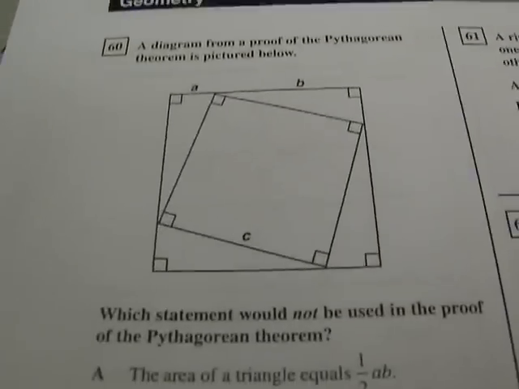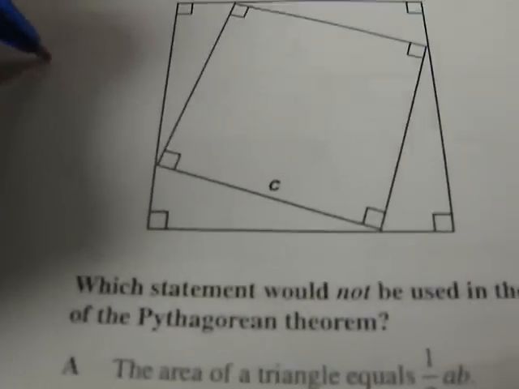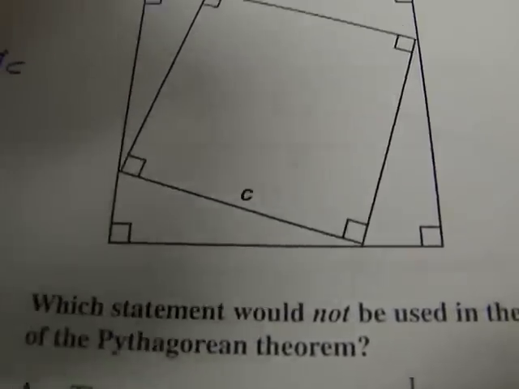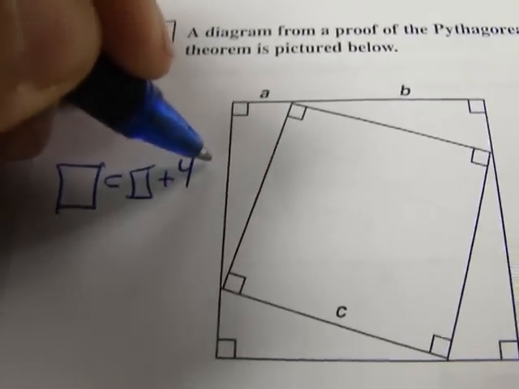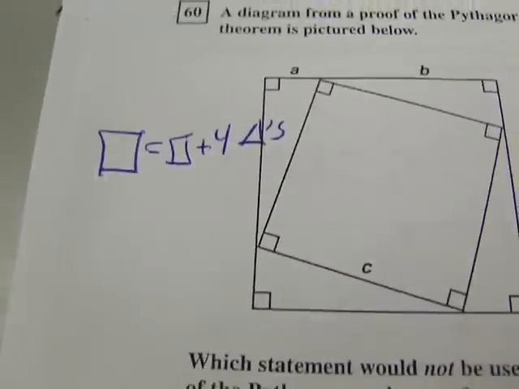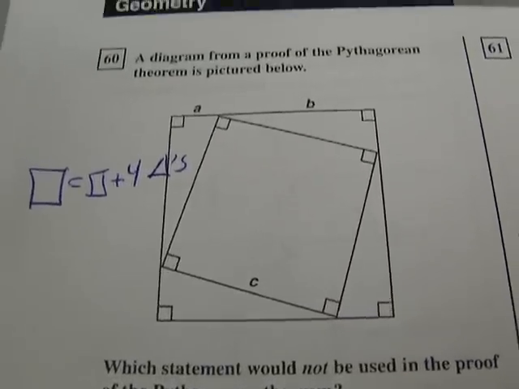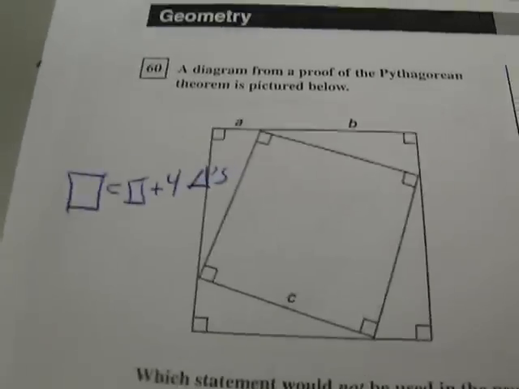So if I look at this, first thing I know is that the big square is equal to the small square plus the 4 triangles. Okay, you can see that? The big square is equal to the small square plus the 4 triangles. So now let's do a little math here.